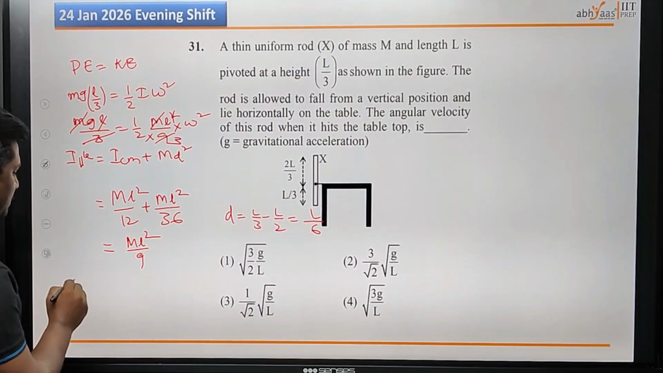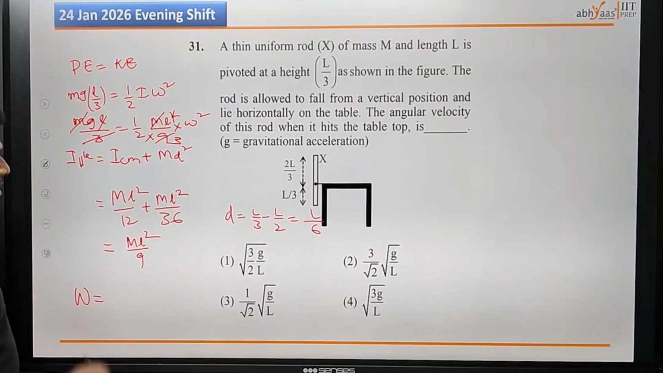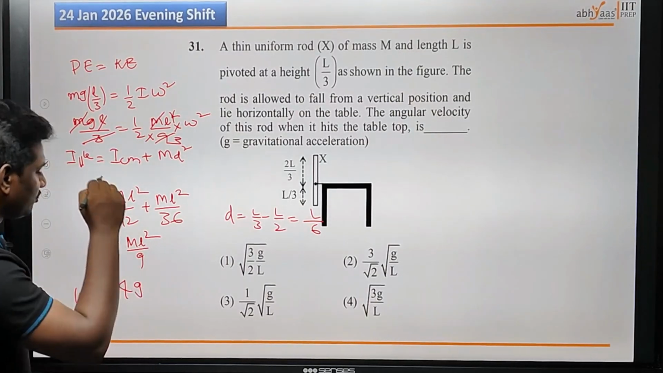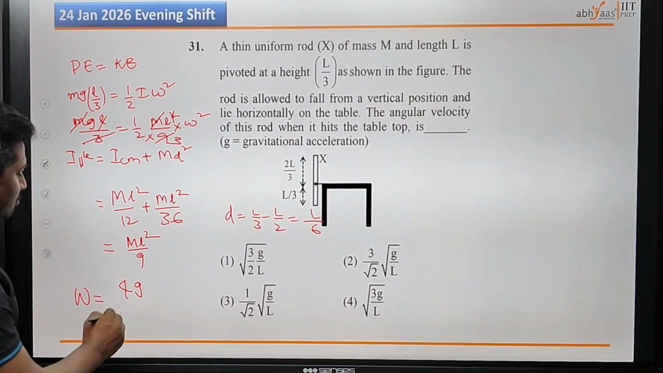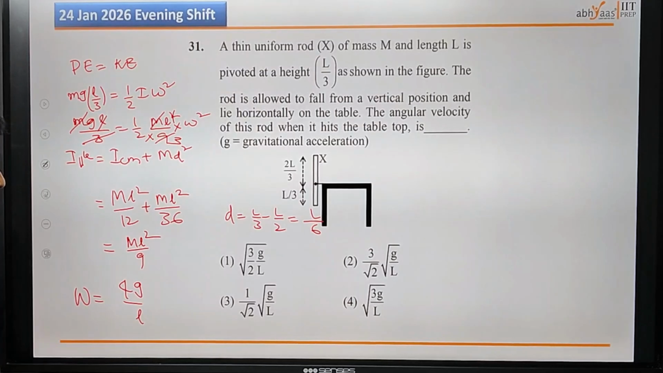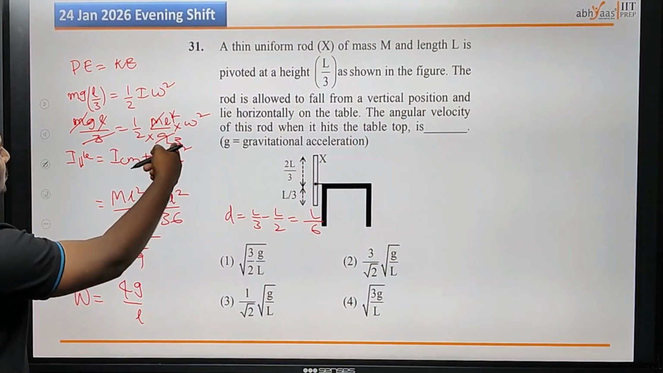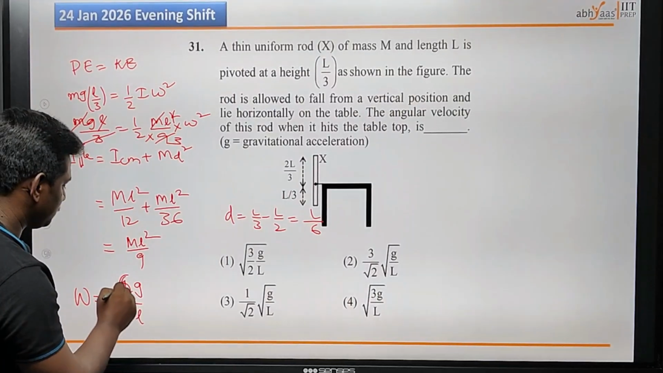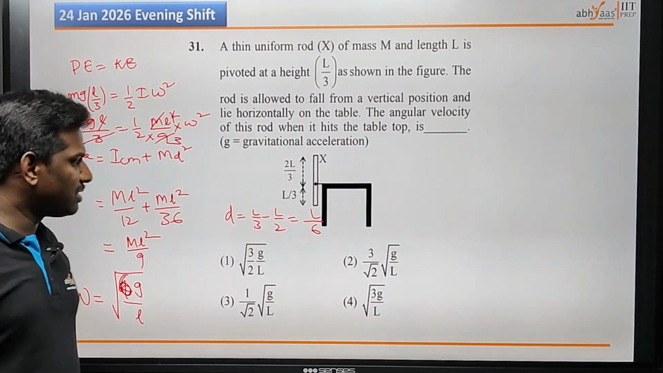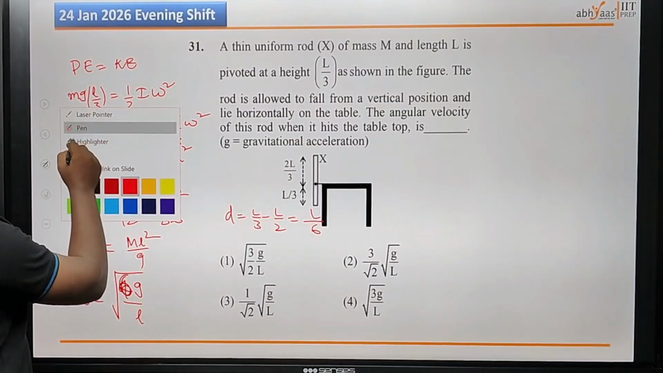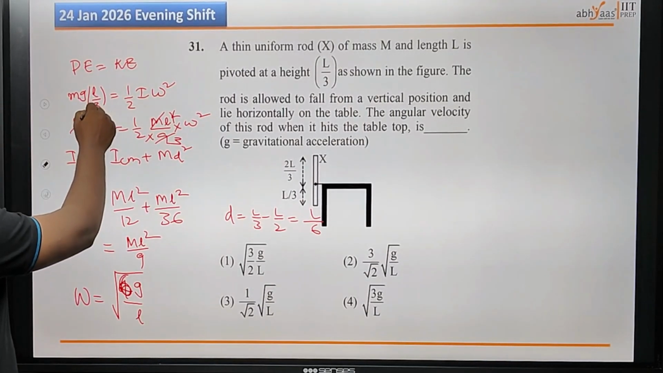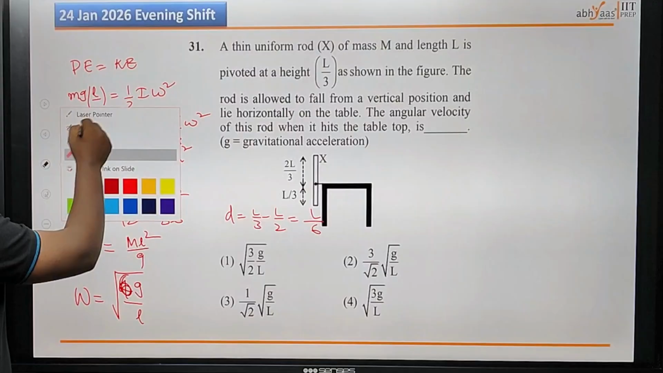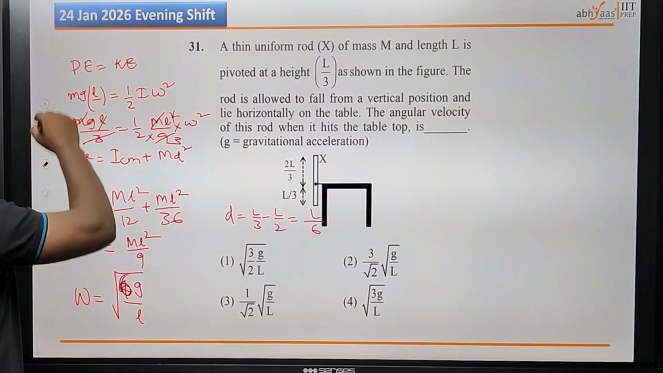So if you observe there, omega can be written as under root 4g by L. Sorry, this is 2 into 3, so 6g by L under root. Sorry, here we are having 6 because of mgL by 2.